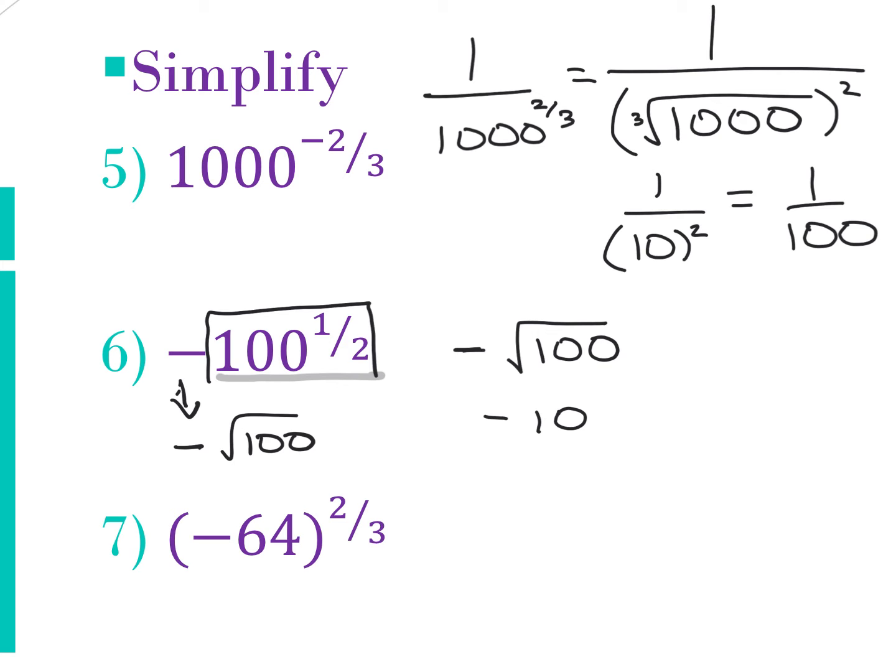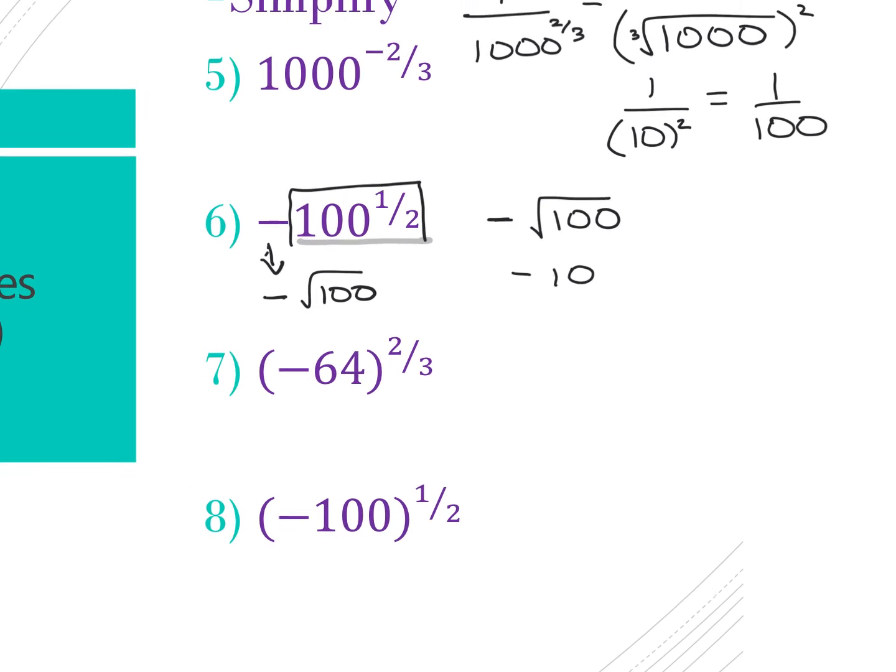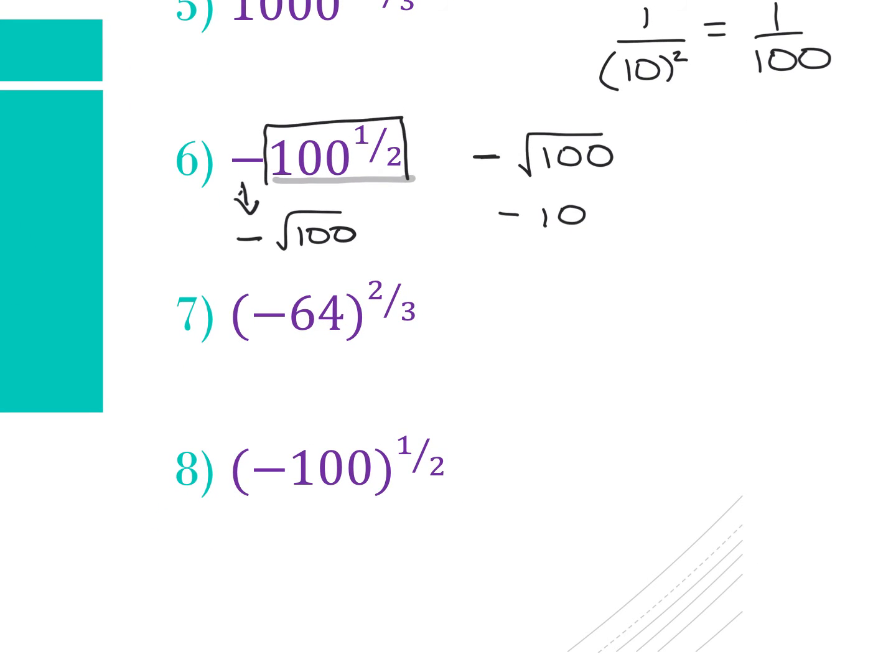Now, let me just jump down to number 8, and I'll come back to number 7. Notice number 6 and 8 look the same. The only difference is there's a parentheses around the 100. So when that occurs, what this is telling me is this power is going to go on negative 100. So it goes under the radical.